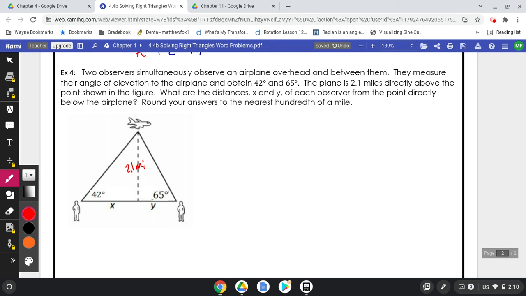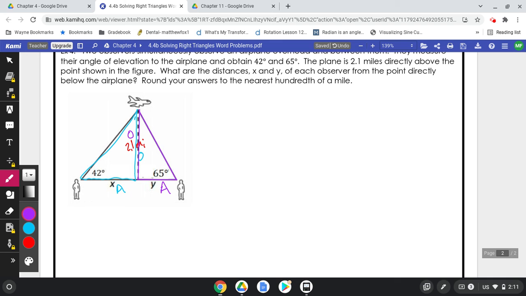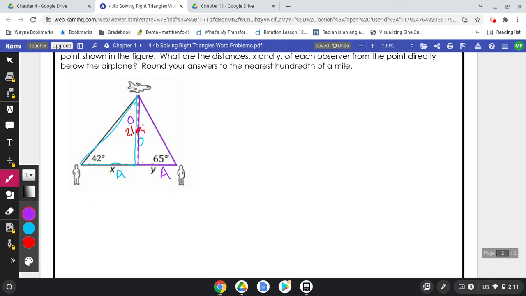Now, to solve this, we're going to need 2 different triangles we need to think about. So let me draw this first one. If I trace it, for that one, the X is adjacent, the 2.1 would be our O. Now our second triangle, it's the same exact situation. The 2.1 is still opposite, the Y is our adjacent. So for both of these, we will use tangent. We will just have a different value for our angle.